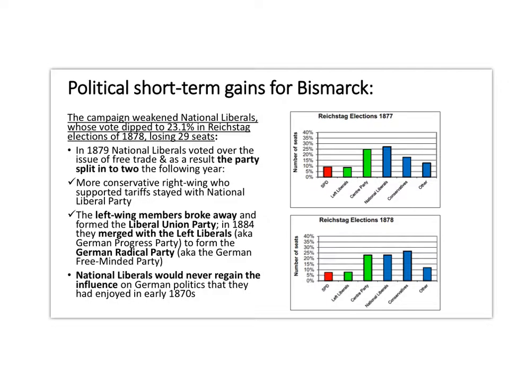Okay, so the detail. There we are. The campaign weakened the National Liberals. So you need to be able to see that in terms of the election graphs. So there's 1877. The National Liberals were the largest party. 1878, a year later, look what's happened. The National Liberals have lost votes. Okay, they lost 29 seats. And that's largely because of the creation of the Left Liberals.